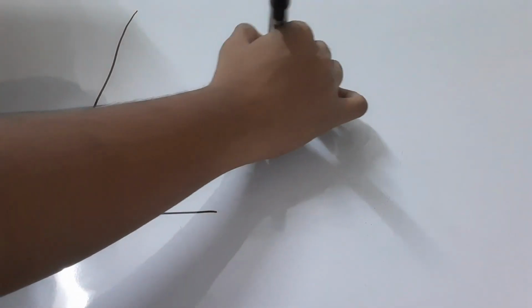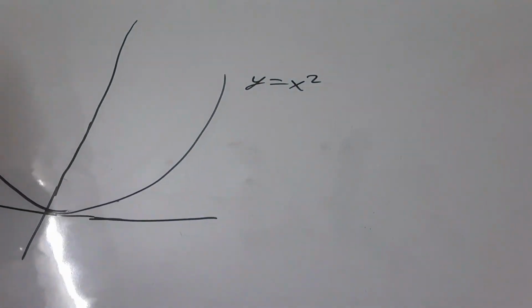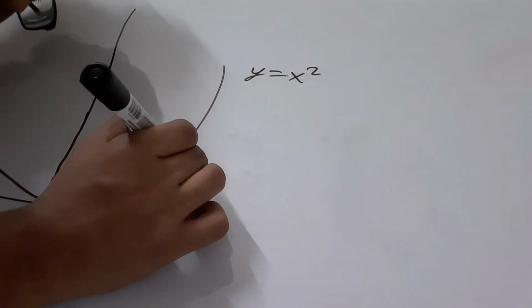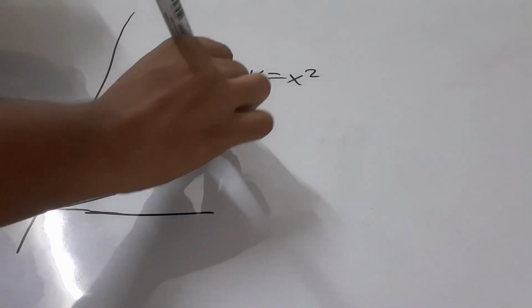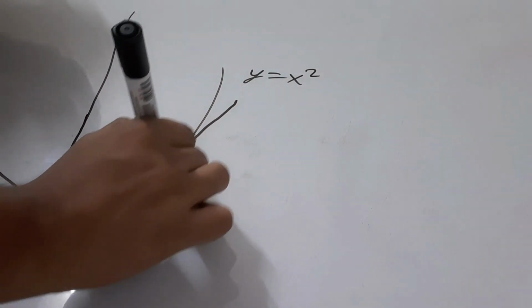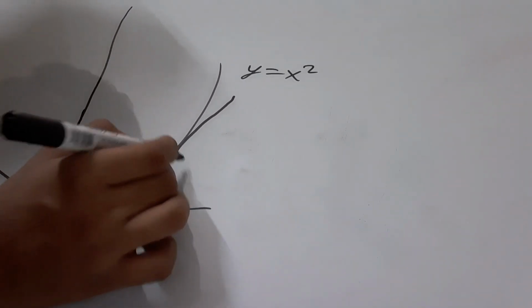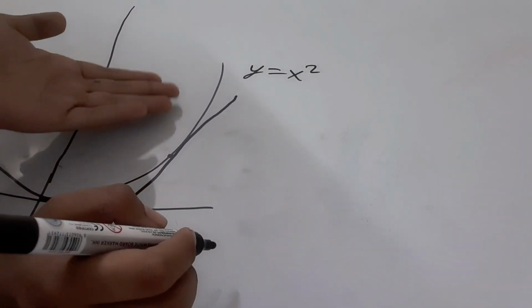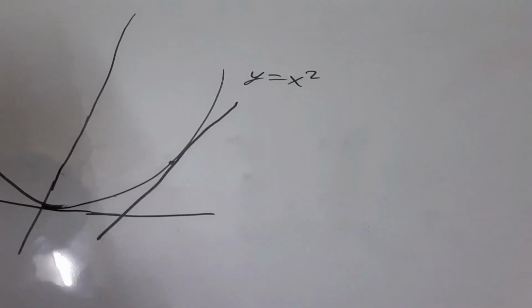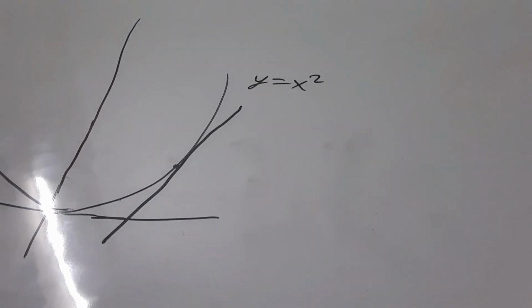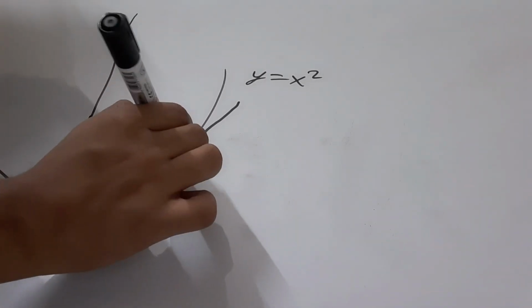y is equal to x squared. Okay, so I tell you to tell me the slope at this point. Let me draw the tangent at this point. The slope of the tangent at that point gives me the slope of the graph at this point. Now, how can I draw a tangent to this point?